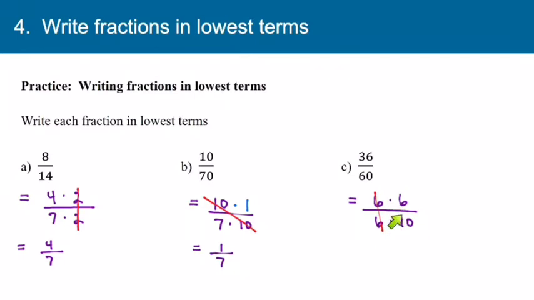So now I'm going to break the 6 down into 2 times 3, and I'm going to break the 10 down into 2 times 5. And notice that we have a 2 in the top and a 2 in the bottom, so we'll cancel those out, and that leaves 3/5. So 36/60 reduces to 3/5.